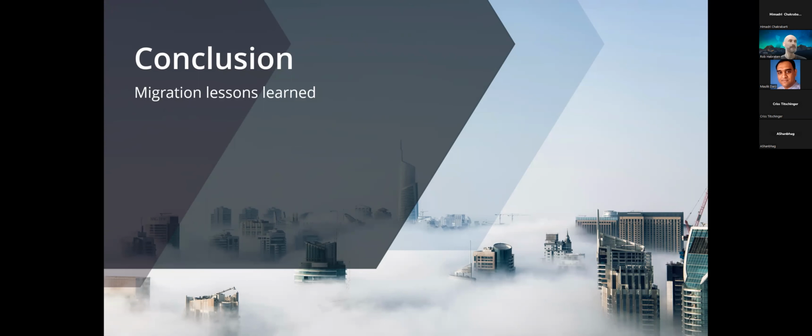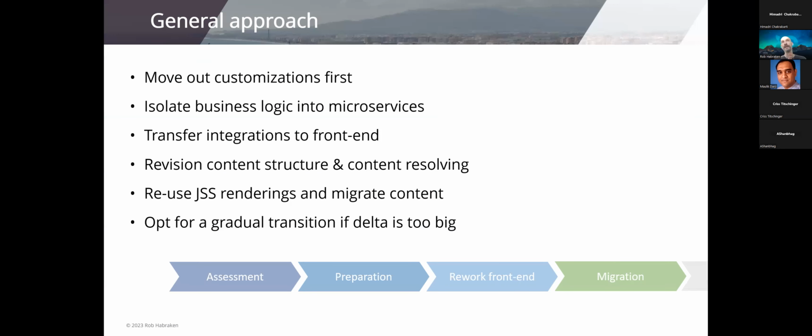So to conclude, the general approach of migrating to XM Cloud would be to first move out your customizations, isolate your own business logic on top of Sitecore or within the Sitecore implementation project to microservices, and then transfer the integrations to the front end. And this would prepare you for actually moving your solution to XM Cloud, and then revision your content structure and your content resolving, and if possible, reuse the JSS renderings and migrate your content.